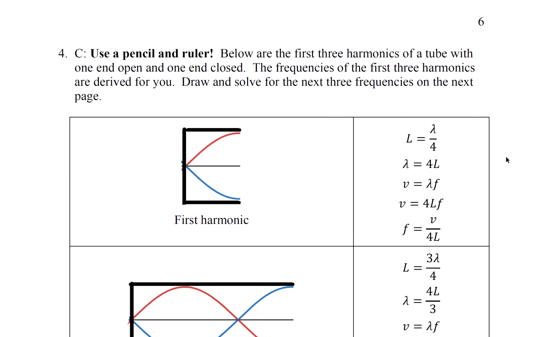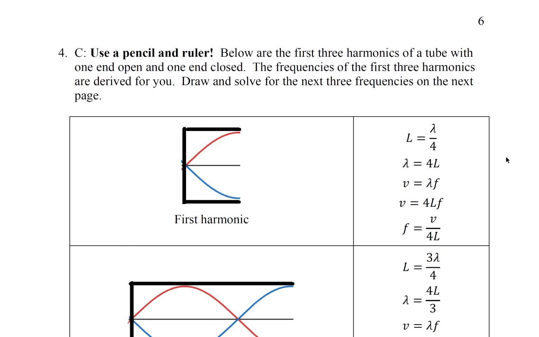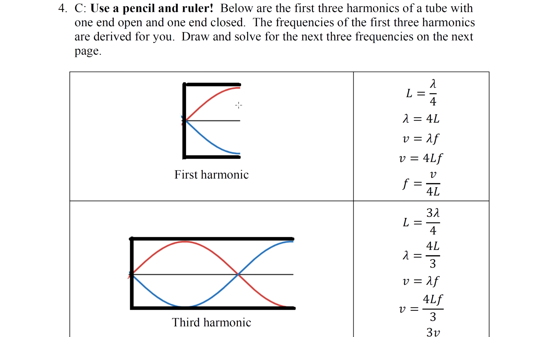Now, question 4. Below are the first three harmonics of a tube with one end open and one end closed. Okay? So let's solve for the frequencies. When one end is open, we have an antinode. When one end is closed, we have a node. So how many wavelengths do we see here in the first harmonic? It's L is equal to lambda over 4.